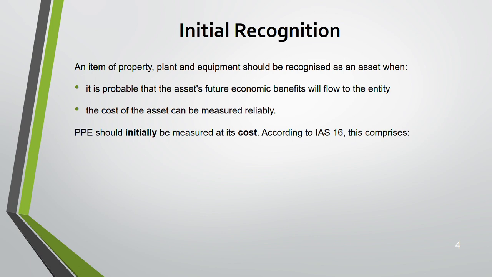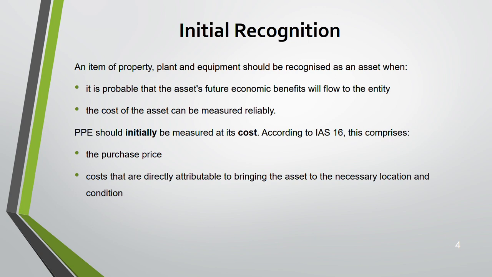And what does this cost comprise of? Please understand, not any cost. Some costs are expenses. Some costs you need to capitalize, that means you have to take it as property, plant and equipment. Costs that you have to capitalize are the purchase price. Let's say a car: at what price did you purchase that car? Let's say 10,000. That 10,000 is taken as property, plant and equipment cost. Second, direct cost: any direct cost that you require to bring that asset to the location and condition.